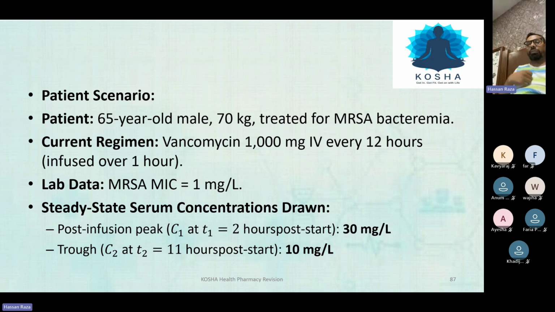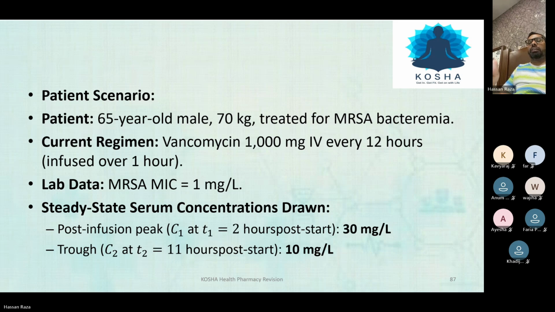So, for example, if you have a patient who is 65 years old and 70 kg in weight, and you are giving vancomycin 1 gram BD, which is the normal dose of vancomycin, and we usually give vancomycin over 1 hour because if you give vancomycin as a bolus, there will be more chance of getting Redman syndrome.